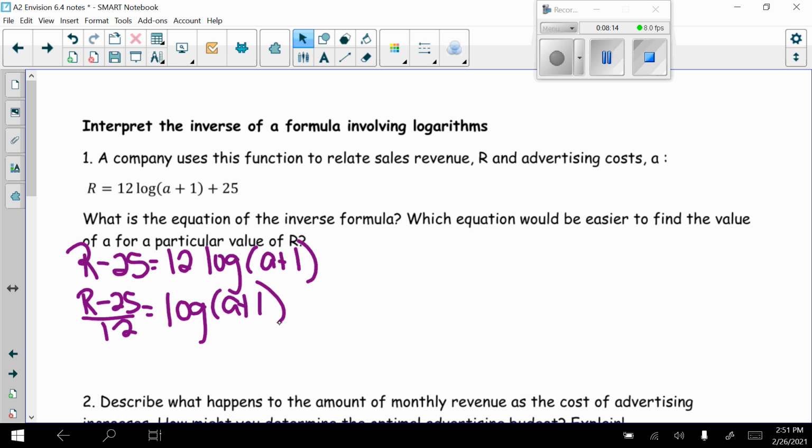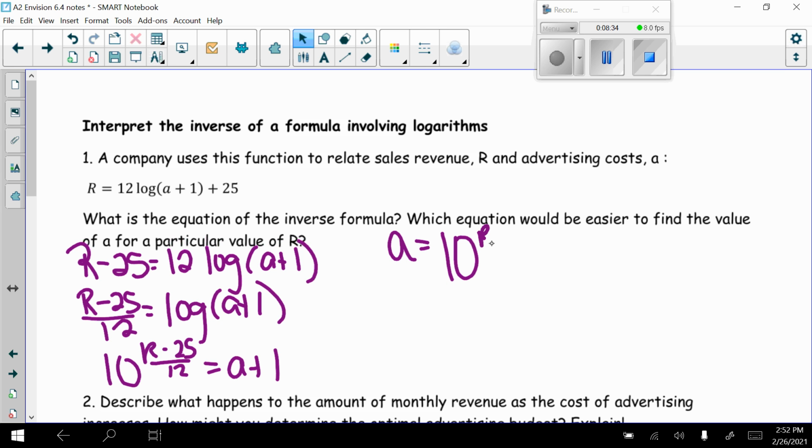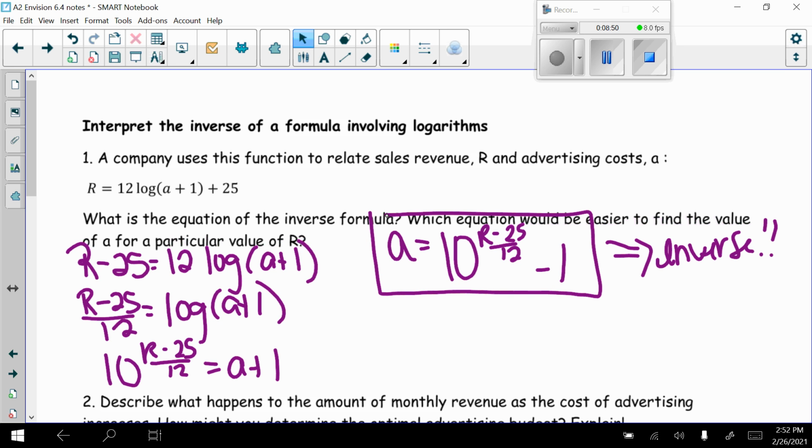I'm going to change it to an exponential. So I have 10 to the R minus 25 divided by 12 power equals A plus 1. Solve for A. So I get A equals 10 to the R minus 25 divided by 12, all of that minus 1. So this is my inverse. It started out as a logarithm, and I changed it to an exponential to get the inverse.